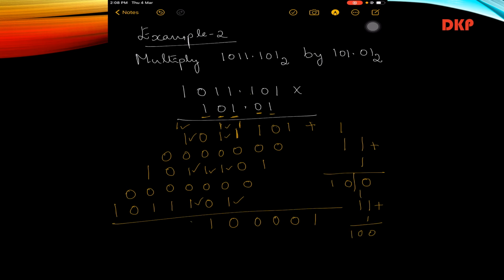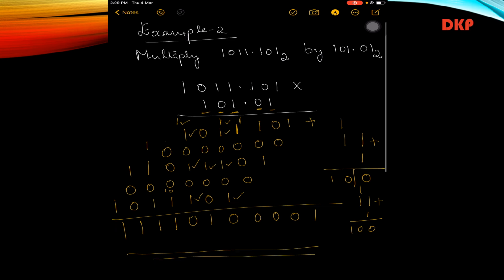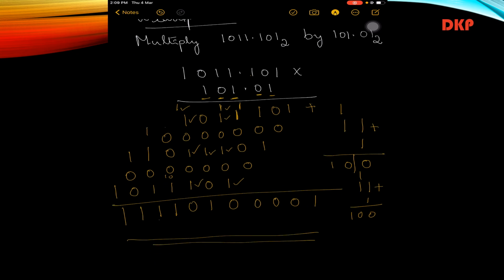So write as 0 here. This 0 with 1 carry will go to the next, it will be added with the next bit, that is 1 0 plus 1 will give you 1 with 1 carry. So 1 plus 1 plus 1 is 1 with 1 carry. So this is the final answer. 1 1 1 1 0 1 0 0 0 0 1.